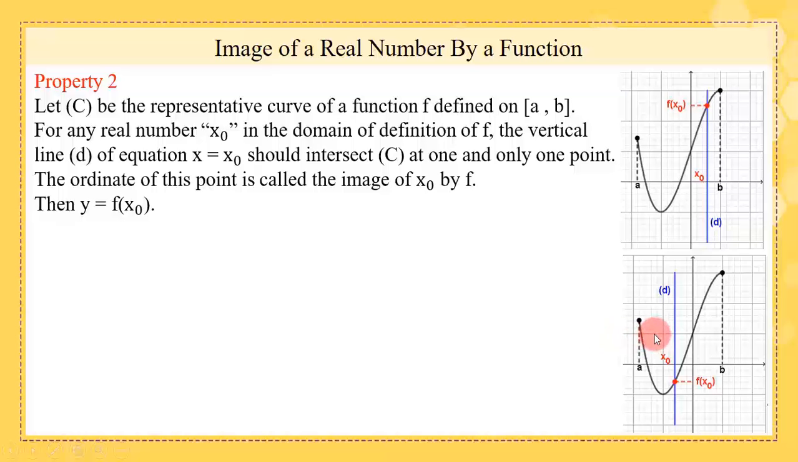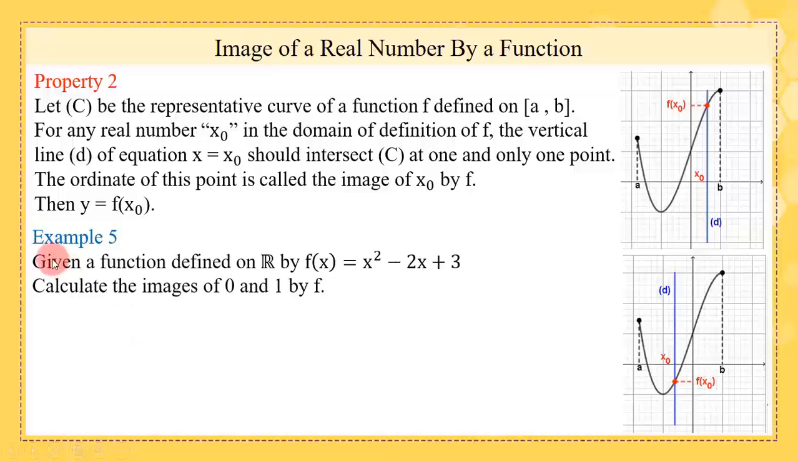Please look at the second figure. Here we have the curve of f and D is the vertical straight line of abscissa x0. It cuts the curve at one and only one point of ordinate f of x0. Example number 5. Given a function defined on R by f of x equal x squared minus 2x plus 3. Calculate the image of 0 and 1 by f.